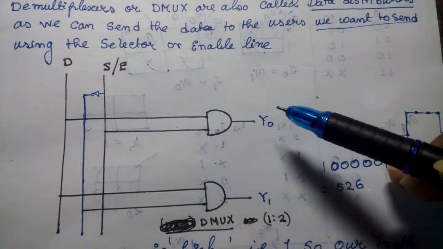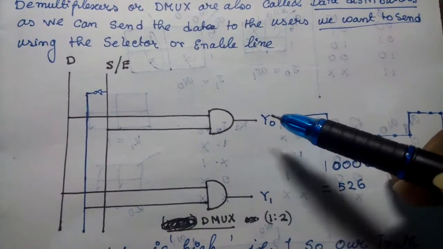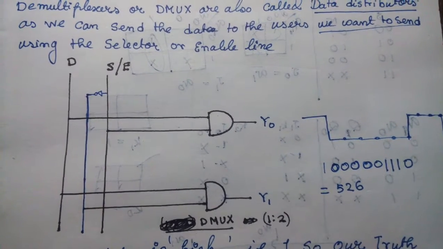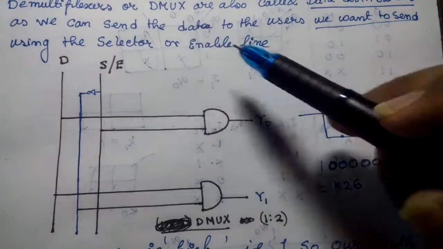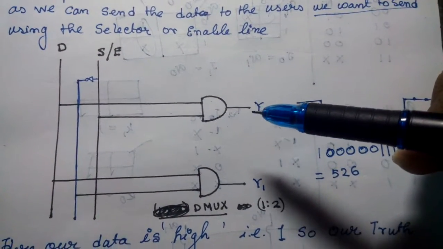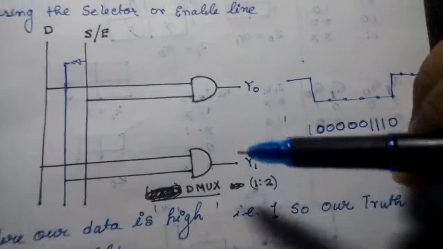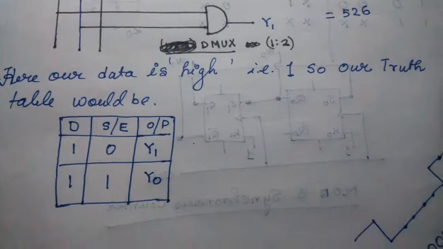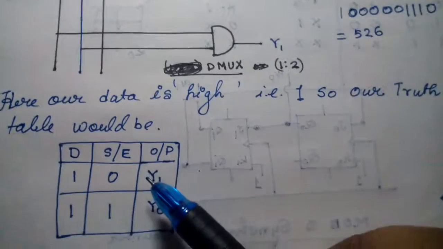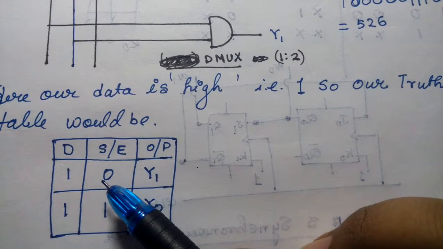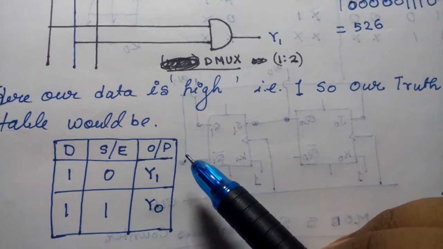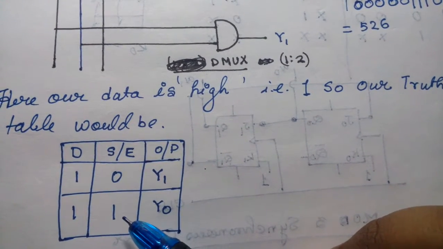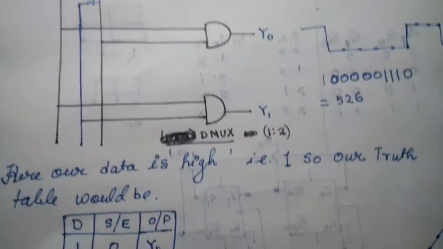Here there are 2 AND gates, since it is a 1:2 demultiplexer. Now I will be demonstrating the working of the demultiplexer in more detail. For example, y0 is person 1 and y1 is person 2. Now I want to send data D, at first considering data high, 1, to a person. To send the data to y1 we have to put our selector line at 0. If we put our selector line at 0, then the data will be received by person y1, and if we put our selector line at 1, then the data will be received by person y0.